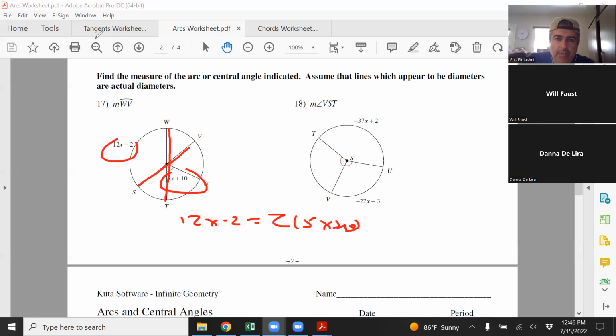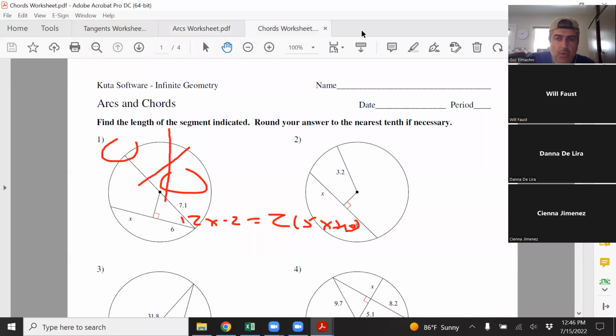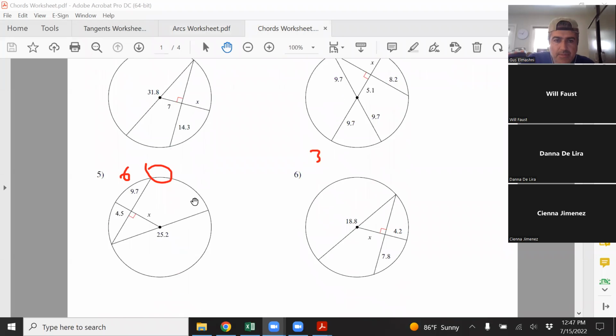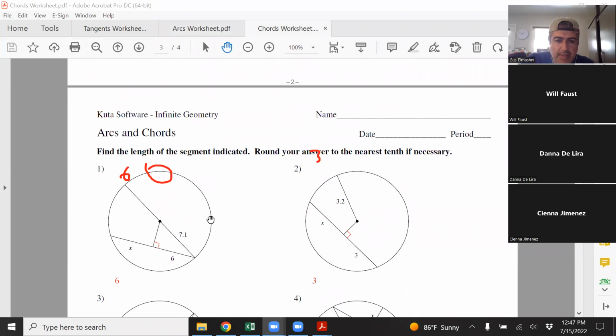So there's a lot of different connections I have to make here. Or the stuff on chords. That's obviously 6 because it's perpendicular, right there. Or if that's also 3. You see the answer will say the same thing, right?